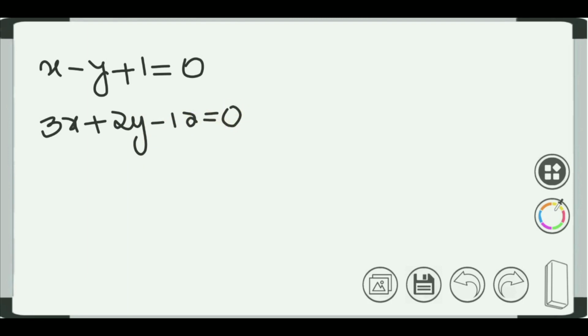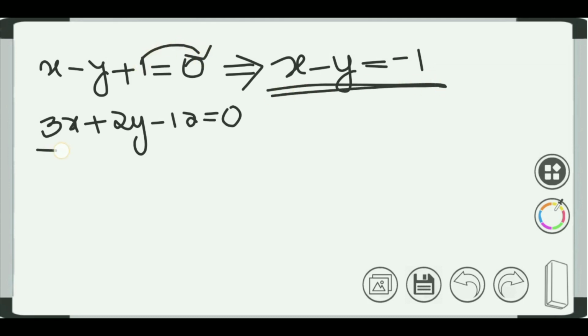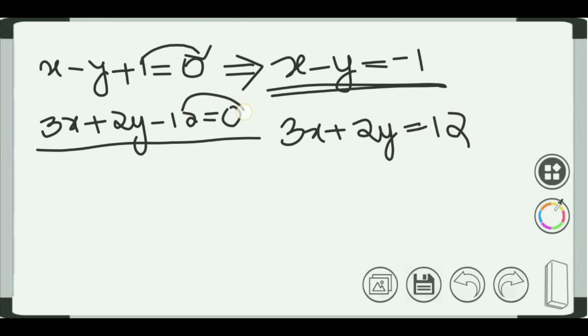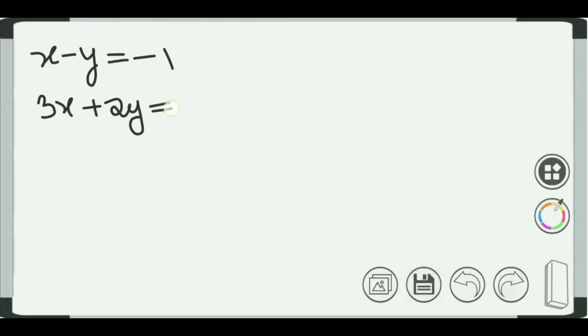Now, can I rewrite it as x minus y equal to minus 1? I have just taken this 1 to the other side, so positive 1 will become negative 1. Now this one, 3x plus 2y equal to 12. I have taken this 12 to this side, so negative 12 became positive 12. I have just rewritten it. That means x minus y is equal to minus 1, and 3x plus 2y equal to 12.